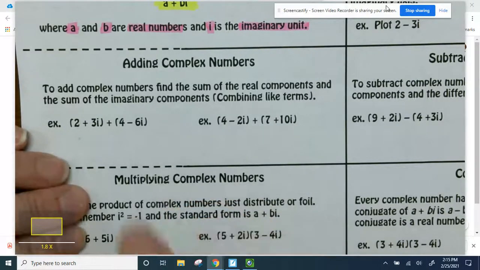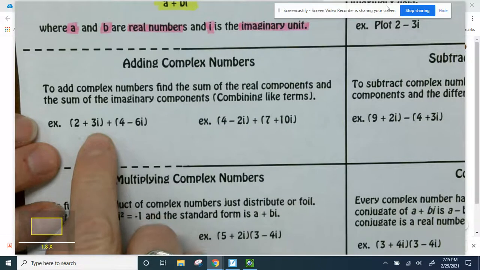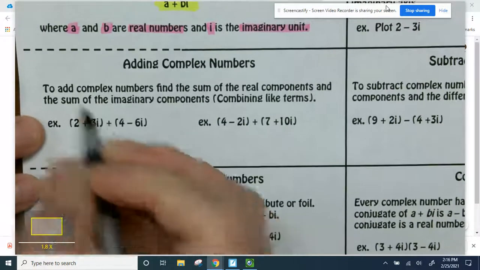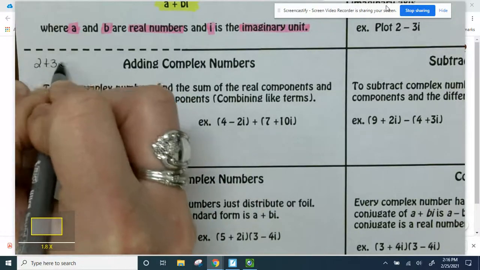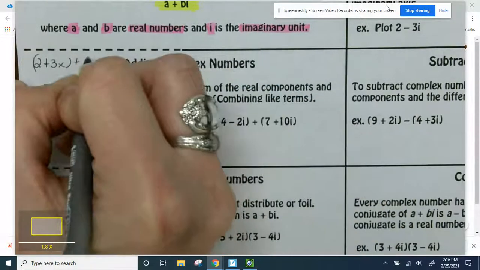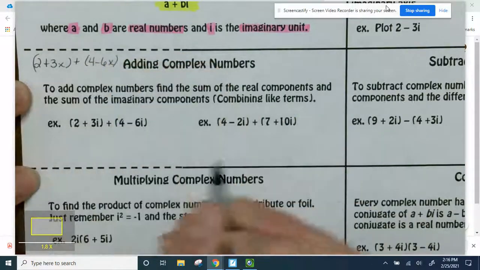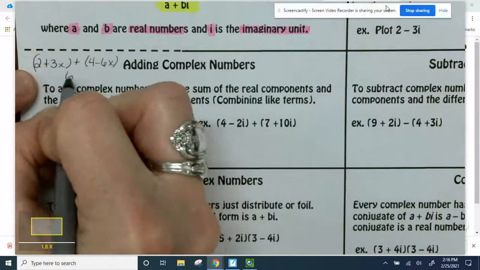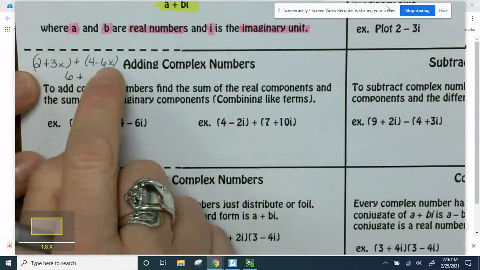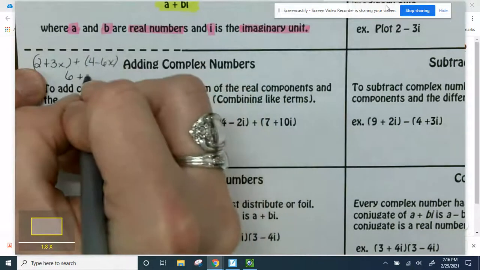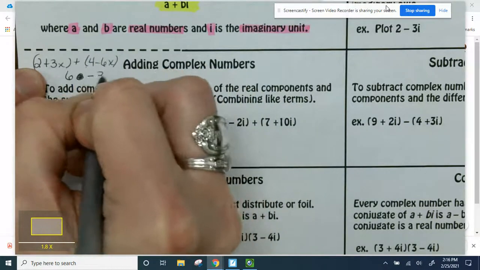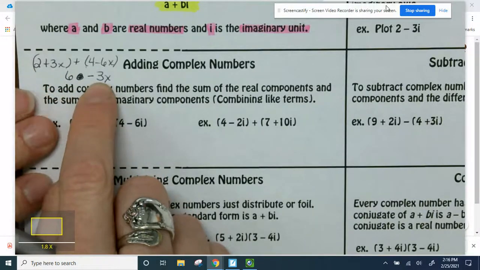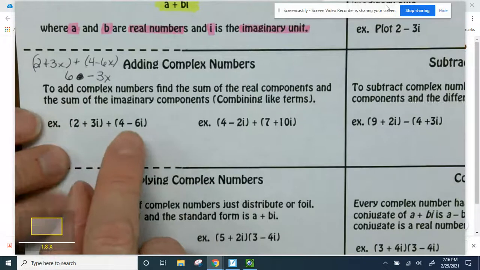So what I want to say to you is that an imaginary unit acts like a variable, pretty much. So for instance, if I wrote up here 2 plus 3x plus 4 minus 6x, you did this in math too. You put together 2 plus 4 and made 6, and then you put 3x minus 6x together, which should be a minus 3x. So 3 minus 6 gave you a negative 3x, and you came up with 6 minus 3x. Imaginary numbers work the same way.